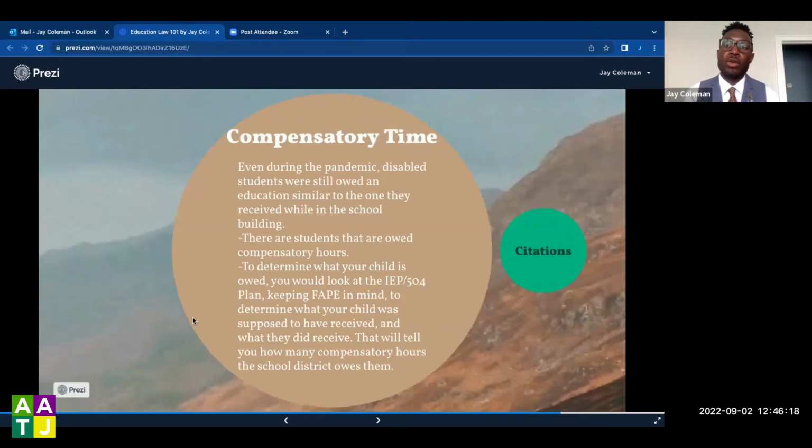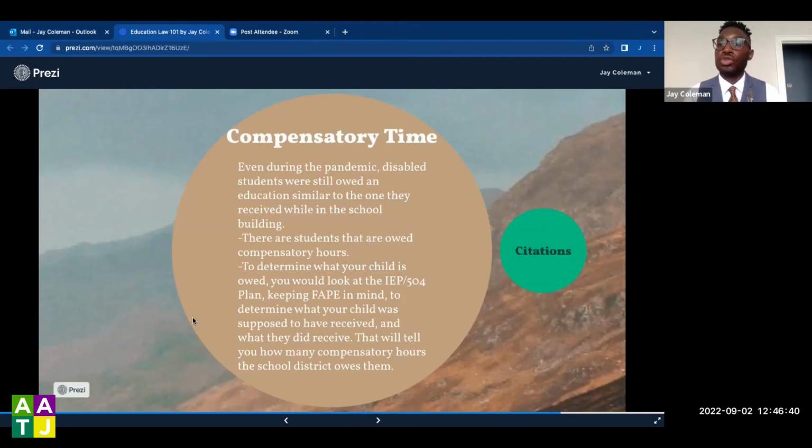So in order to determine how much compensatory time you're owed, you would say, well, okay, we were at home for the pandemic for 20 weeks and my child did not receive services but 1 hour a week. So 2 hours a week they were missing. So that's 2 hours times 20, that's 40 hours of compensatory time my child is owed.